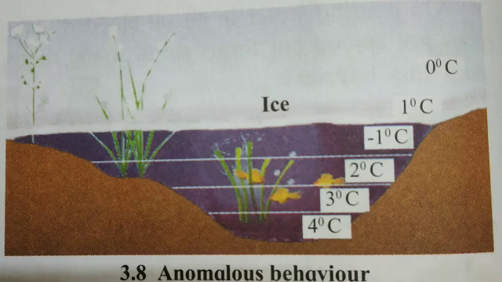Now let's learn about the anomalous behavior of water. When the water starts cooling, its density increases like that of most liquids. This happens at normal temperature. But when its temperature falls below 4 degrees C, its density starts decreasing. Therefore, the density of water is maximum at 4 degrees C. When the temperature of water is lowered below 4 degrees C, its density decreases but its volume increases. This is called anomalous behavior of water.